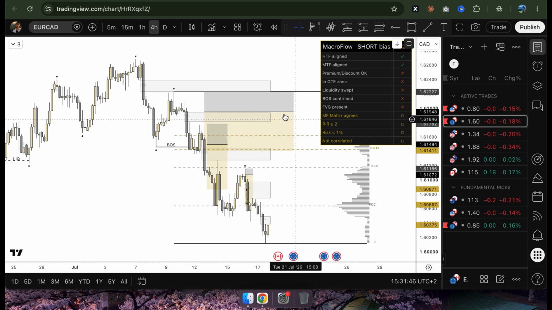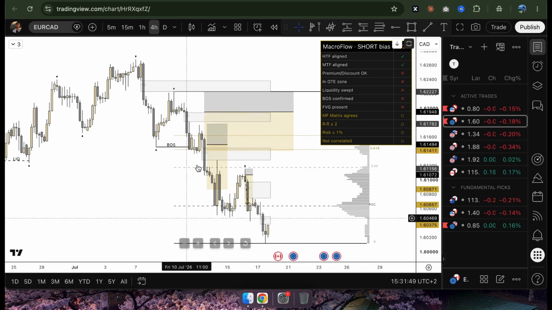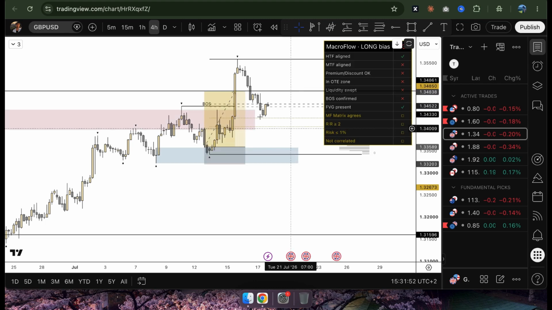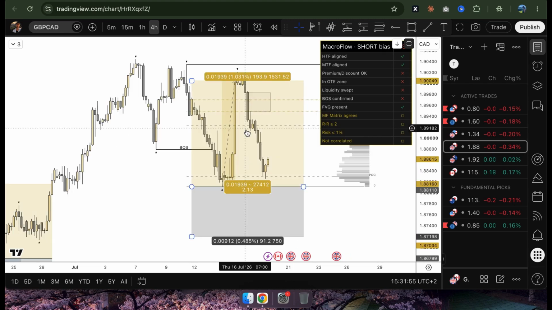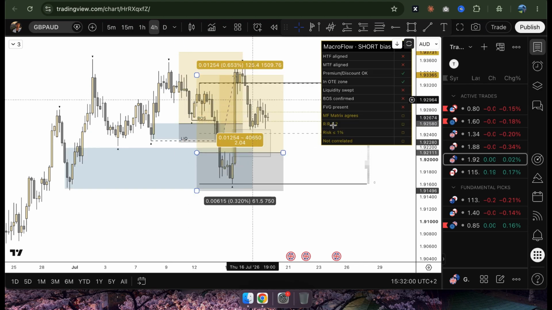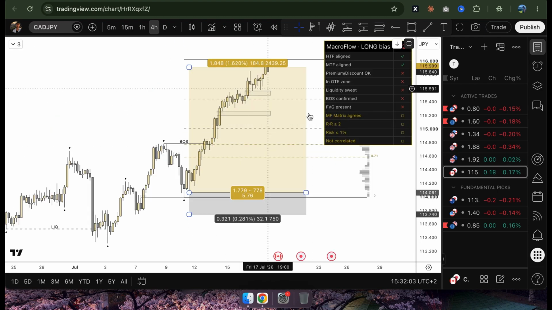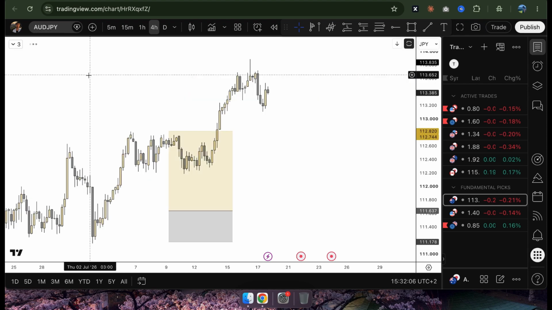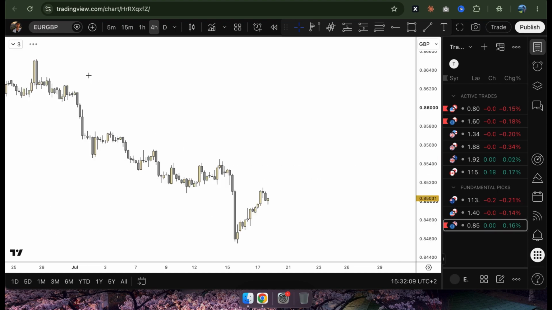We had two unfilled trades here on EURCAD. We had a take profit on GBP USD, a take profit on GBP CAD, a take profit and a stop loss on GBP USD, and this one's been unfilled as well as this one. So how I've been able to hit those trades is very simple.